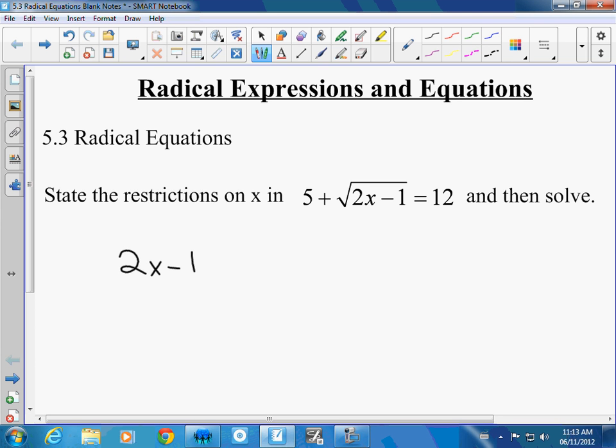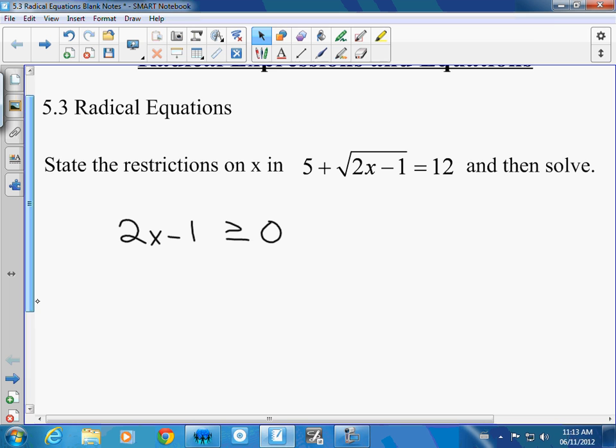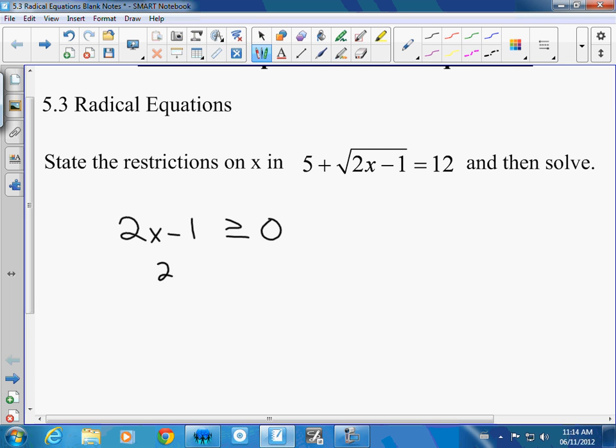How do I write that mathematically to show that it's positive? Greater than or equal to 0. Could it be equal to 0? Yeah, you can do that, right? Okay. So solve for x here. So 2x greater than or equal to 1. X is greater than or equal to half, right? Is that correct?